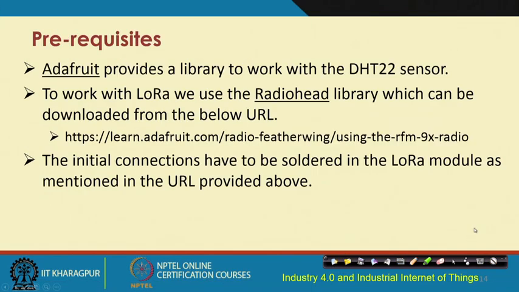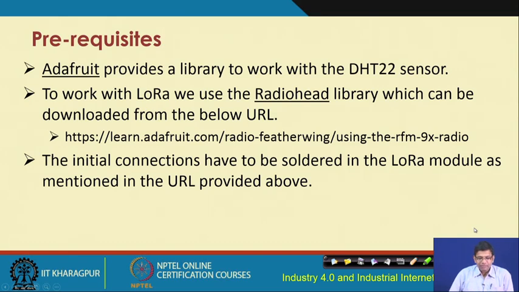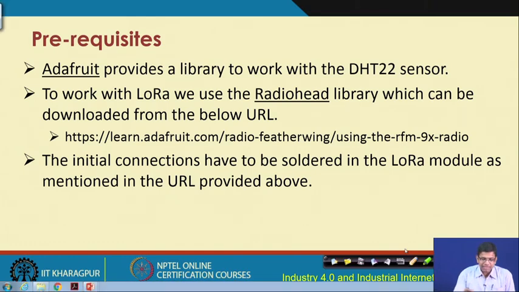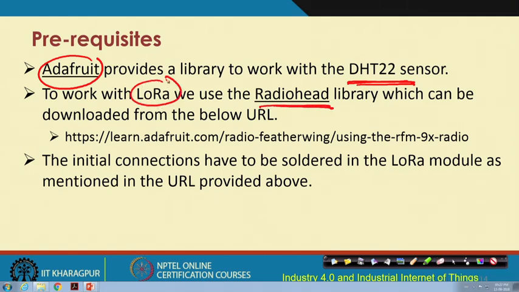I am going to show you all of these in action shortly. There are some prerequisites required to make this setup run. One thing you need is the Adafruit library, which will make the DHT22 sensor work. You also need the RadioHead library for the LoRa module to work, and these can be downloaded from here. The initial connections, for convenience, have been soldered in the LoRa module, as mentioned in the URL over here.